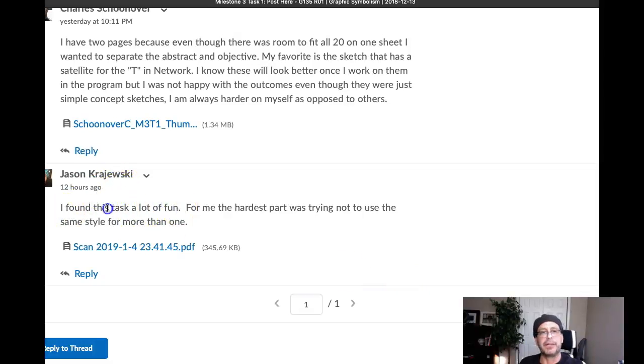I agree. Iteration process, I think it's a blast. It's one of my favorite things to do in design. So I totally agree with that comment, your first comment. And then your second comment, I think, has a lot of relevance too, because really, in essence, one of your goals is not to use the same style.